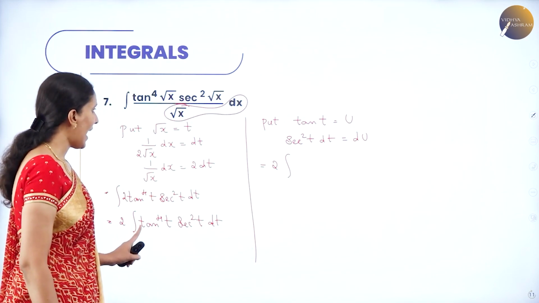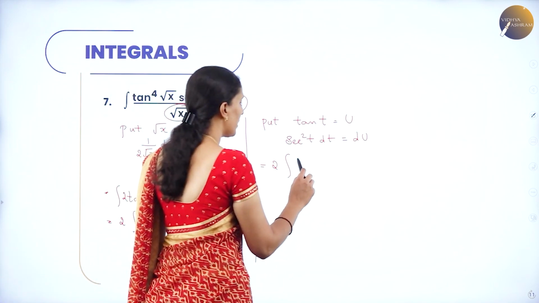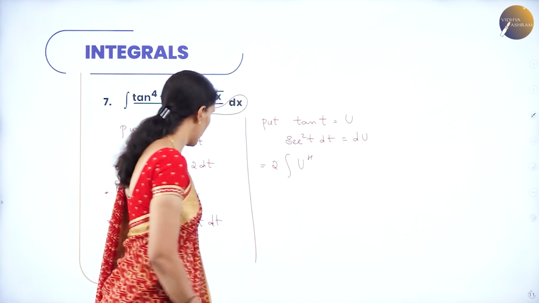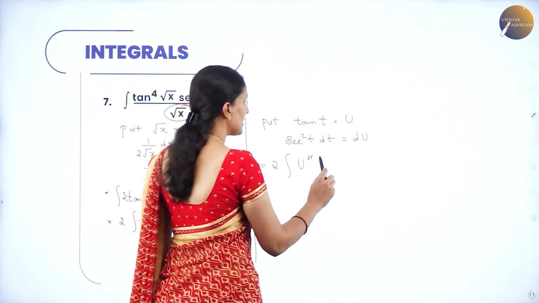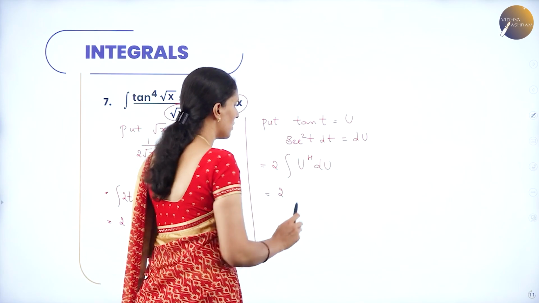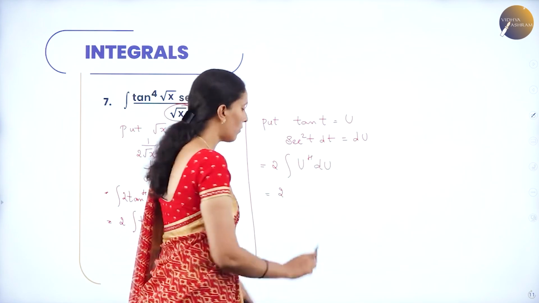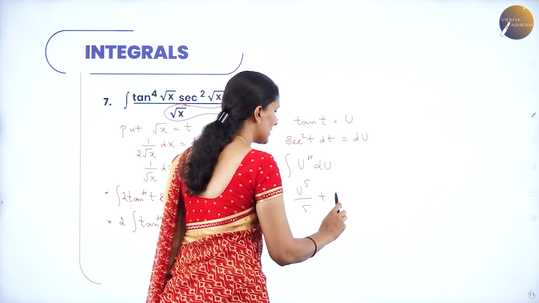So you can take 2 outside, integral. I have taken tan t as u. Here I have tan 4 times. So therefore it becomes u to the power 4. Next, secant square t dt can be replaced as du. So what happens now? 2 times. What is integral of u power 4? It is u power 5 divided by 5 plus c.